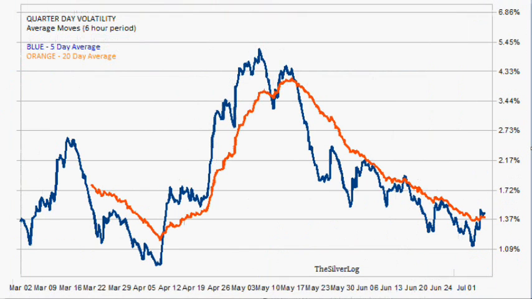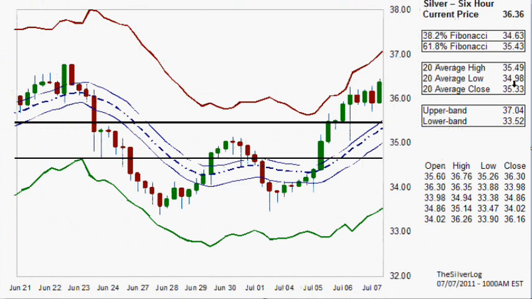As far as the volatility is concerned, the blue line represents the average move over a 5-day period, or 20 periods on the quarter day, and then the 20 period average. The only thing I think I need to mention is that we have a situation where the blue line is now getting above the orange line. The orange line is flattening out. Thus, this is the type of formation that is usually used within a reversal period.